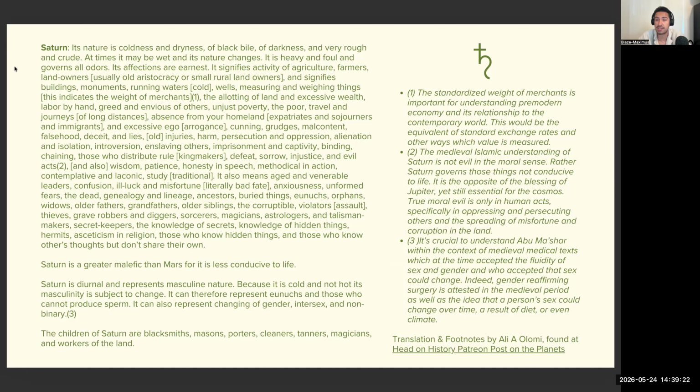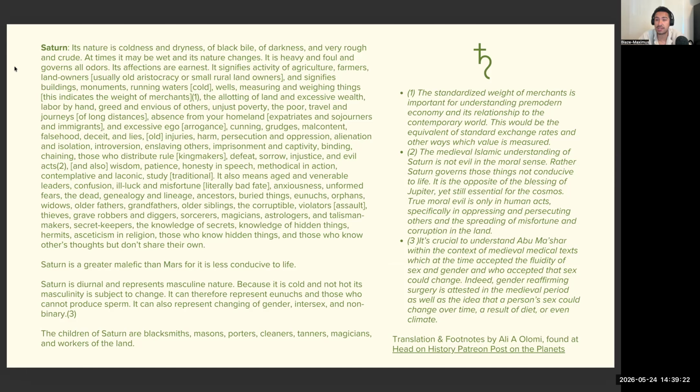But it also means confusion. It means ill luck and misfortune. So literally like bad fate. But also anxiousness, unformed fears. It represents the dead, genealogy and lineage, a person's ancestors, buried things, eunuchs, as we've seen, orphans, widows. So you see people who are dealing with things related to death or estrangement from family. Old fathers, grandfathers, older siblings.